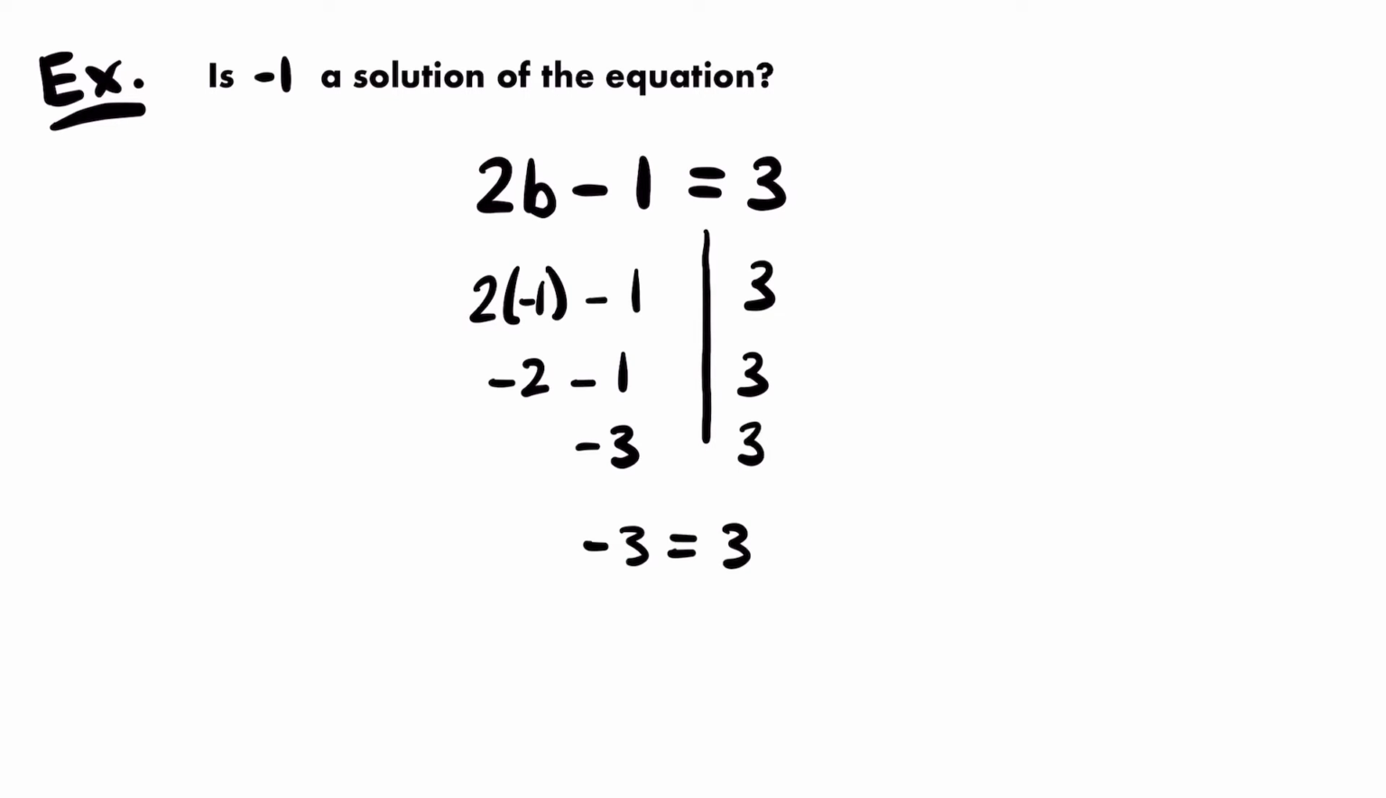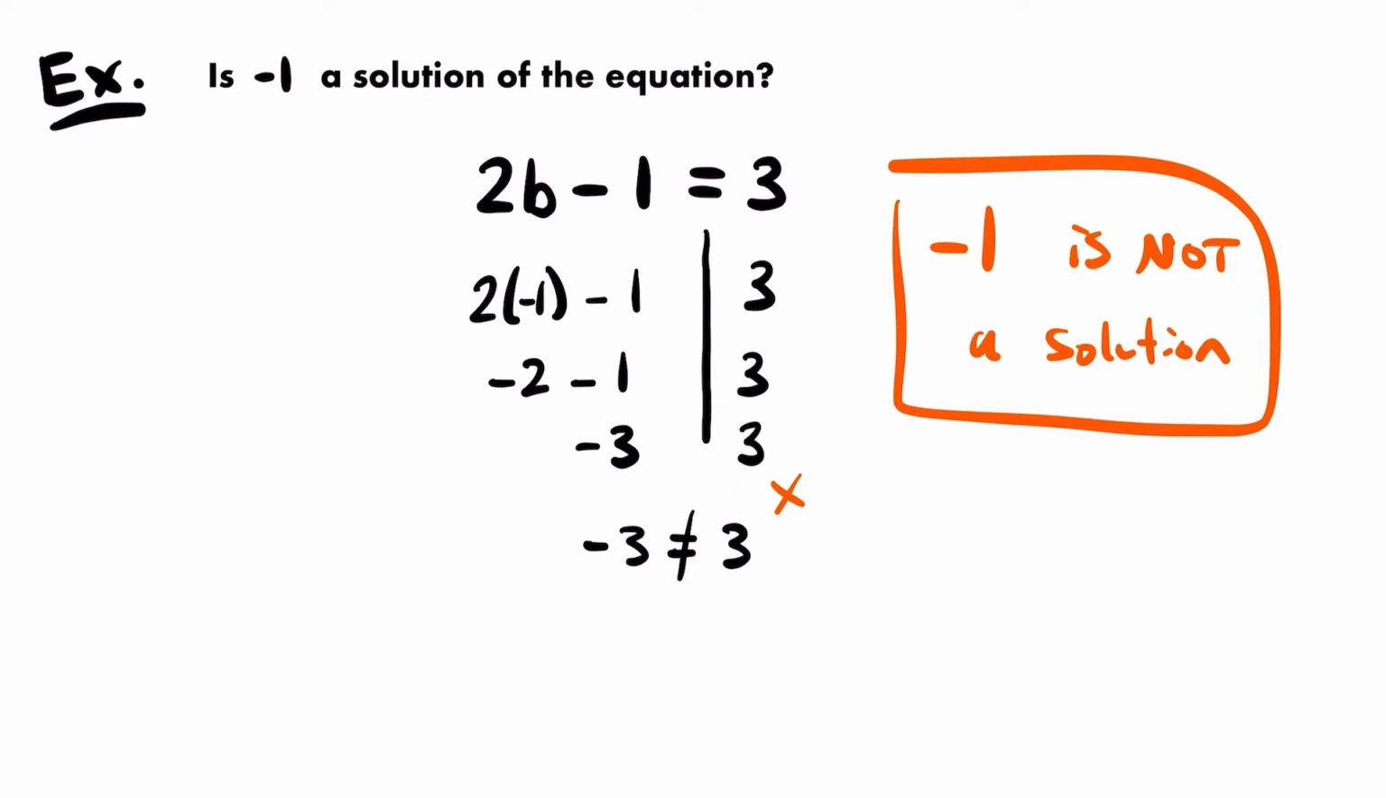So we would signify that by drawing a slash through the equal sign, creating a does not equal sign. Now this statement reads that -3 does not equal 3, right? So what we find here is that -1 is not a solution to this equation. In order to be a solution, both sides of the equation would have needed to be the same number. So our final answer here is that -1 is not a solution.